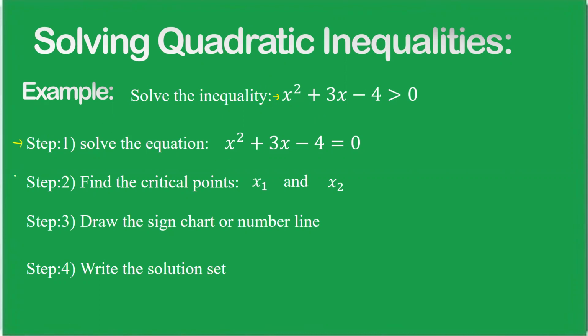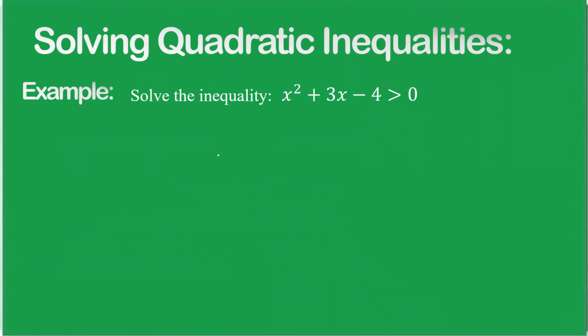The second step is to find the critical points. If you solve this equation, you're going to get x1 and x2. These are going to be the roots of this quadratic equation, and so these are the critical points for the inequality. The third step is to draw the sign chart or number line and put the signs on it. And the last step is to write the solution set. Okay, let's see with an example.